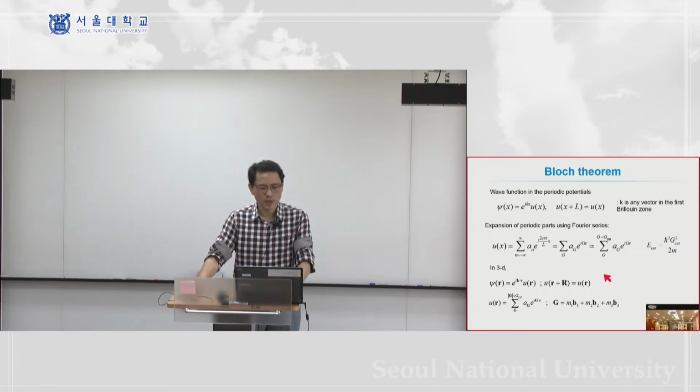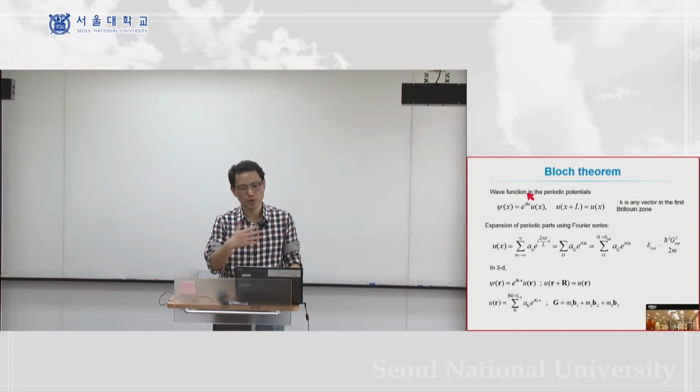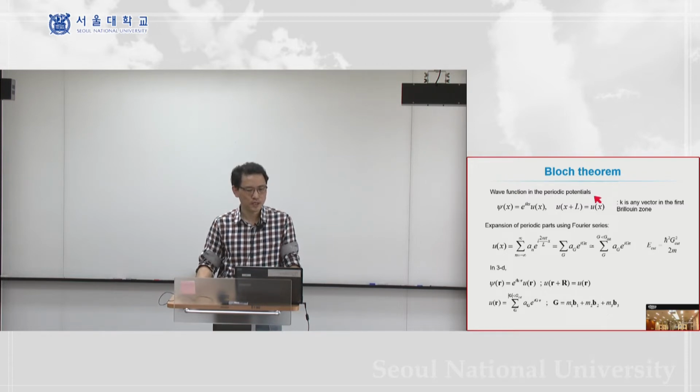All right. So in our system, the potential is periodic. Because of this crystal symmetry, we have the so-called Bloch theorem, which states that wave functions always follow a certain specific form. This is the simple example in a one-dimensional structure.